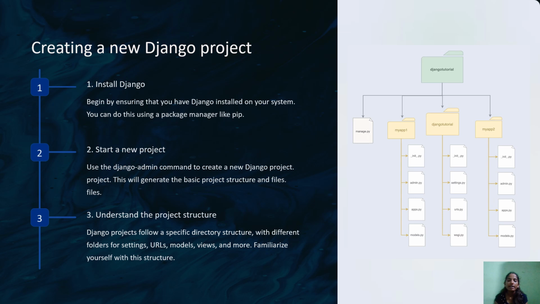And lastly, understand the project structure, which is very important. A Django project follows a specific directory structure with different folders and files for the settings, URLs, models, views, and more. Familiarize yourself with this structure, so that everyone gets familiar with all these structures and can easily do the project.